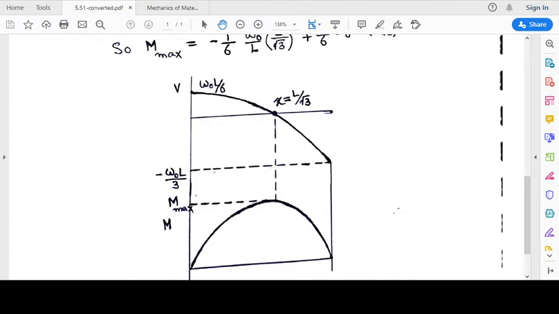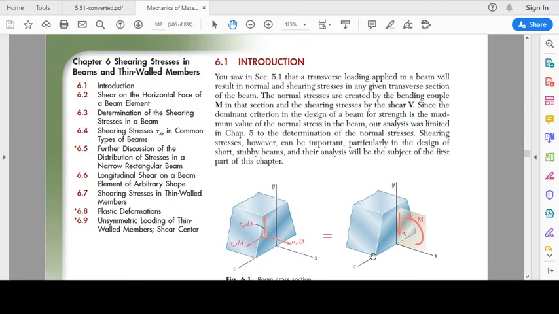Now we have completed our discussion on shear force and bending moment diagrams, and now we talk about one more topic on beams, which is going to be the shear stress in beams. This is given in chapter 6. So we are now starting chapter 6 of the book.